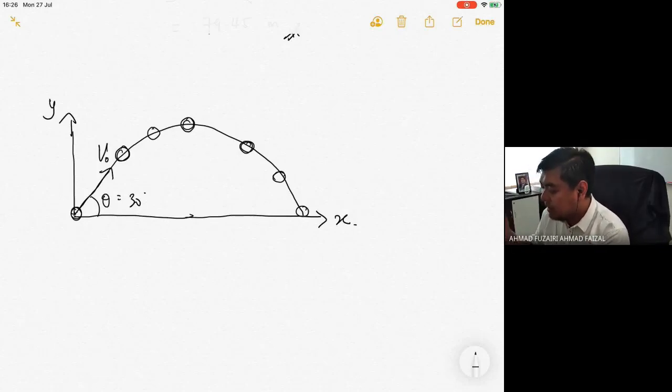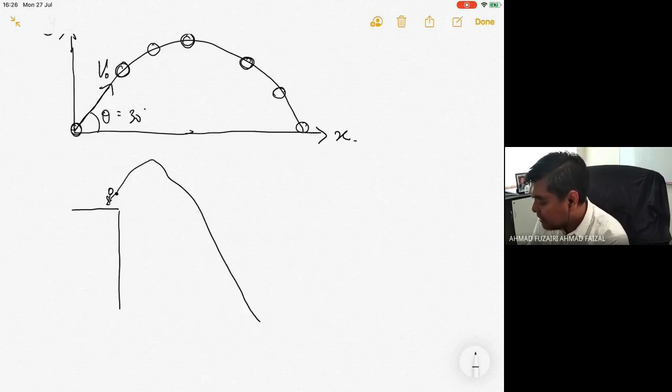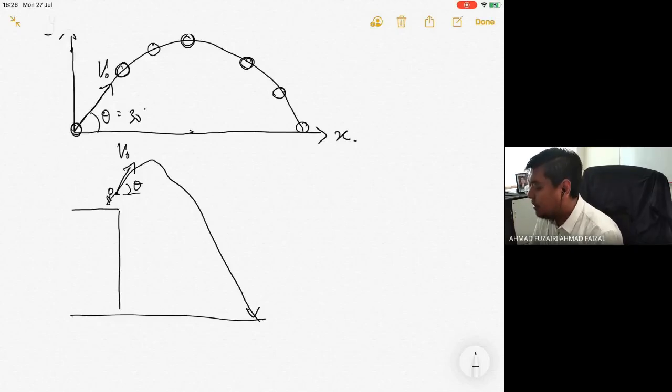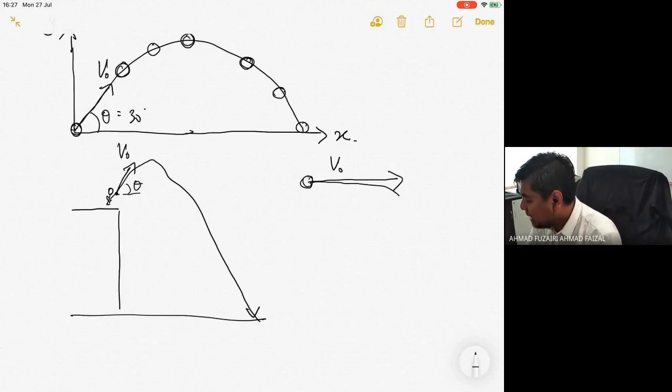This one is also part of the projectile. Maybe you are on the edge of the roof, throwing a ball like this, where you have V naught and theta. That also gives you projectile motion. Maybe you throw an object horizontally. Remember, throwing a ball horizontally with V naught means the velocity is along the x axis. The ball will eventually drop at a certain point. So this also involves projectile motion.